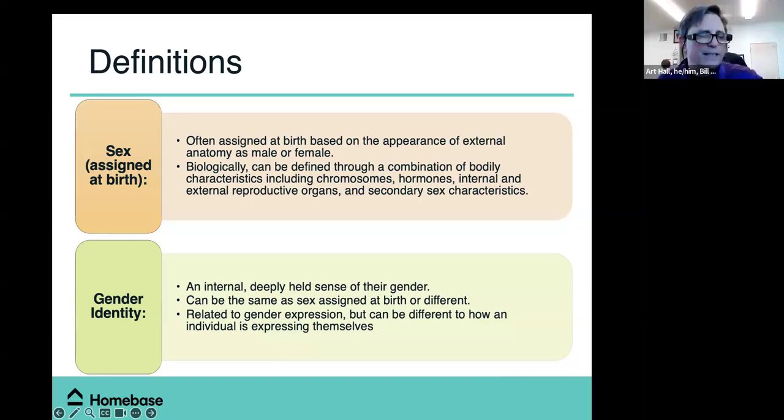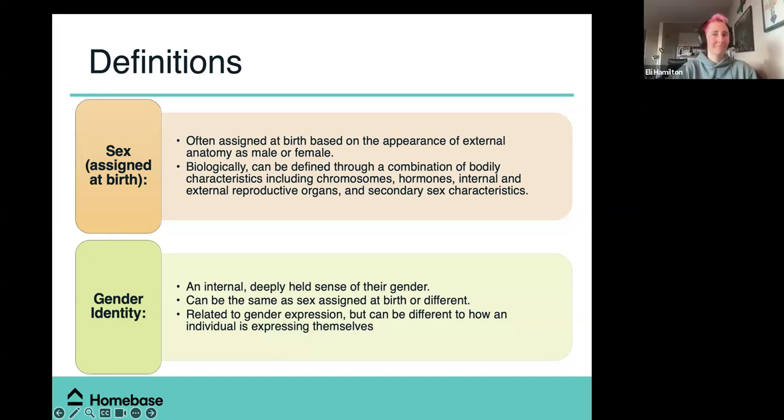So one thing that comes to mind is, if a person's gender identity does not match their sex assigned at birth, does it always mean they're going to change their sex?